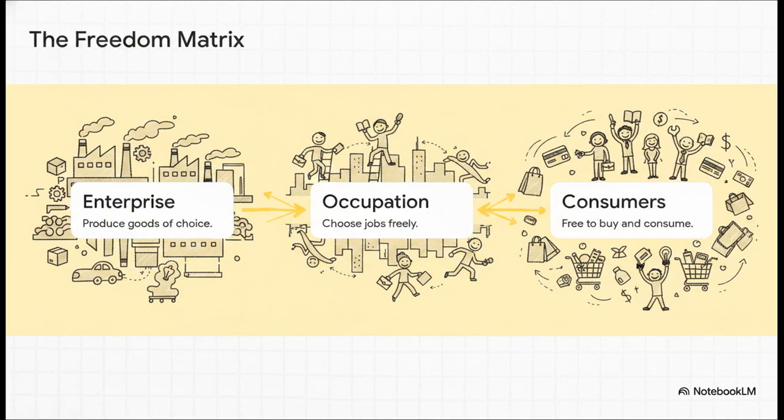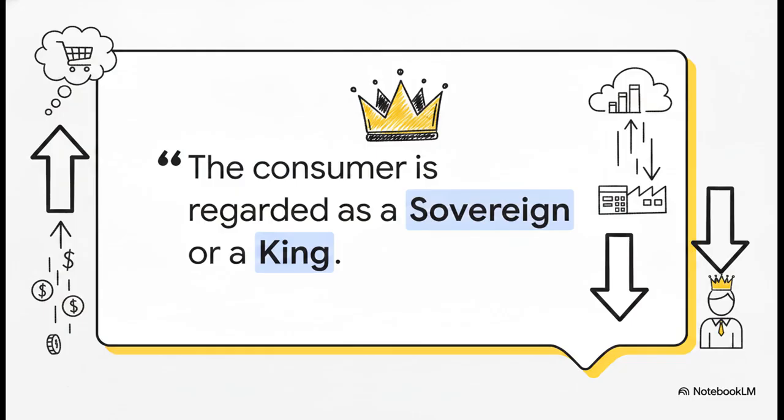And finally, step 3 is freedom of choice for consumers. Consumers are entirely free to buy and consume the exact goods and services that they actually want. Now, what's really interesting about this dynamic is how that final freedom, the freedom of the consumer, actually flips the whole power structure upside down. In this matrix, the choices and preferences of the consumer completely dictate the nature and the quantity of goods that get produced. The businesses don't dictate to the market; the market dictates to the businesses. That is exactly why, in a capitalistic economy, the consumer is regarded as a sovereign or a king. The king's preferences run the entire production line.